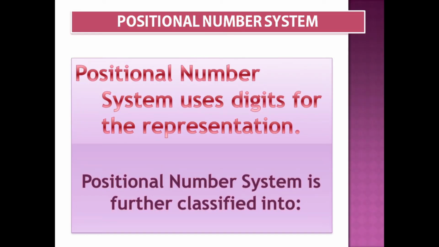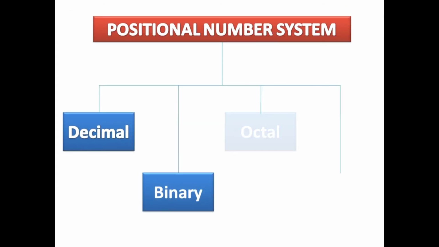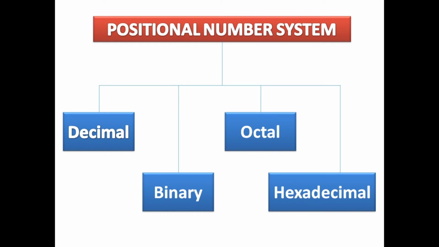Positional number system uses digits for the representation. Positional number system is further classified into decimal number system, binary number system, octal number system and hexadecimal number system. Decimal number system is a base 10 number system having 10 digits from 0 to 9. Binary number system is a base 2 number system having only 2 digits, 0 and 1. Octal number system is a base 8 number system having 8 digits from 0 to 7.